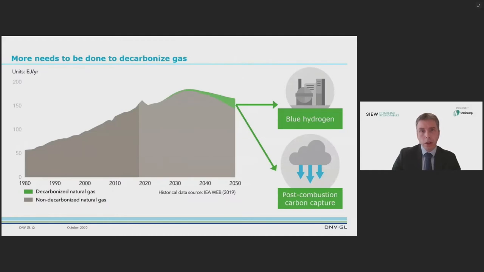Our forecast, very similar to IEEJ, is based upon the continued role of natural gas as the largest primary energy source from the mid-2020s. We believe that current policies to drive the transition to decarbonize gas will only begin to take effect around the mid-2030s. This will mean that only 13% of natural gas will be decarbonized by the mid-century. To stand a chance of meeting Paris targets, much more needs to be done, and this needs to happen much sooner. Next slide, please.